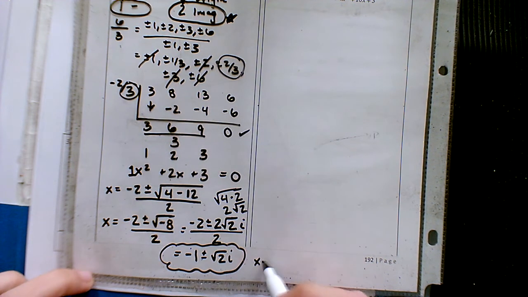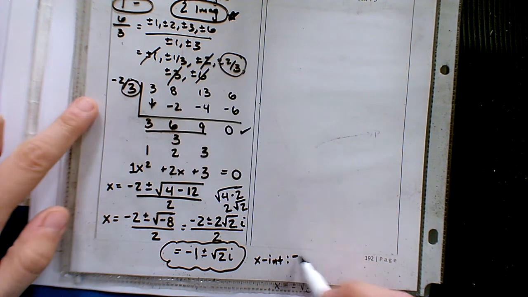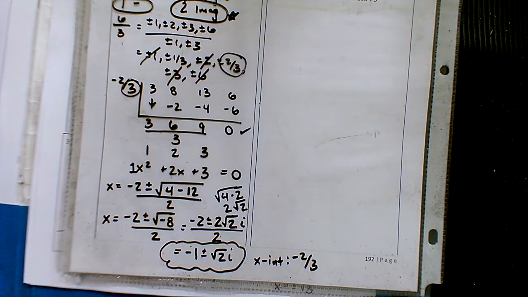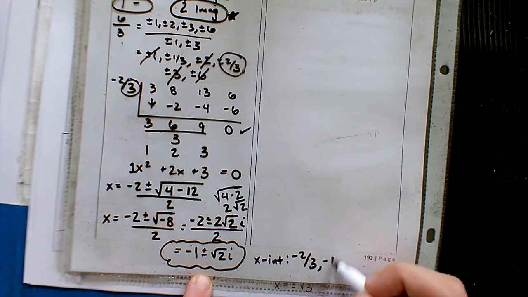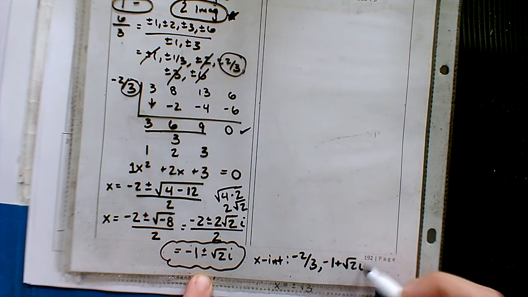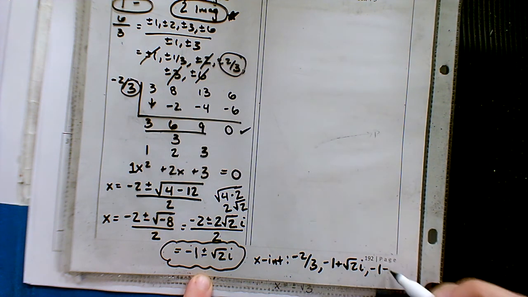All right, so let's go ahead and list our x-intercepts. We have the negative 2/3 that we verified from the synthetic division. And then by looking at the quotient further, we found our 2 imaginary ones. We'll have negative 1 plus square root of 2 i, and then negative 1 minus square root of 2 i.